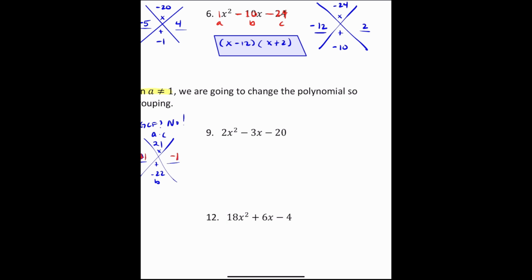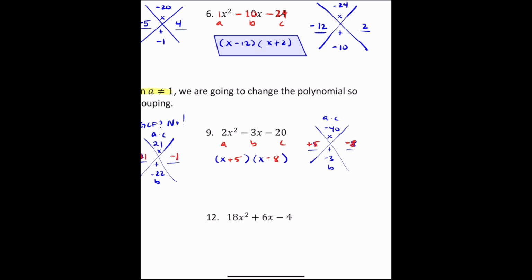We have 2x squared minus 3x minus 20 again. Remember, our a, b, and c are 2, -3, and -20 respectively. We are still going to use the x method. So a times c, that's -40, and our b was -3. And the two numbers were +5 and -8. Alright? So, this is what I'm going to do. I'm going to write x plus 5 times the quantity of x minus 8.